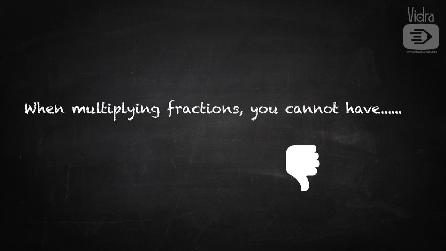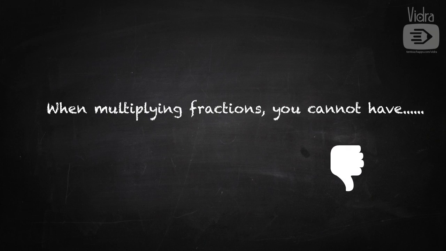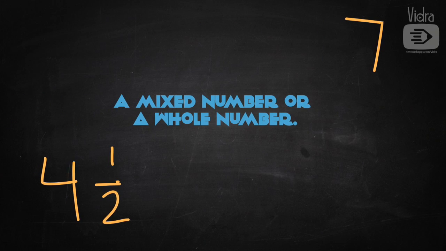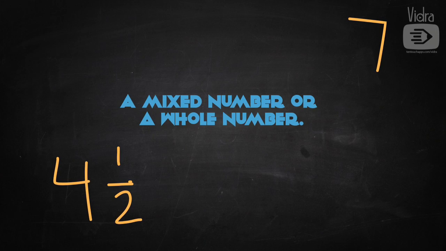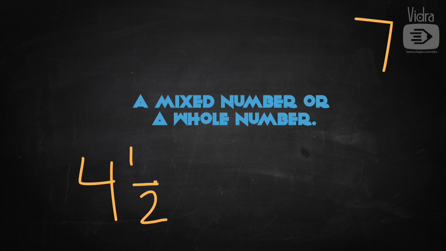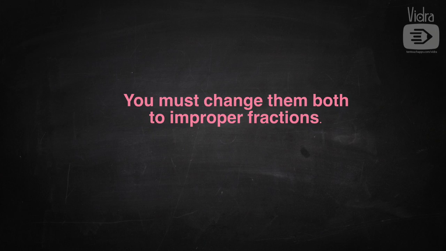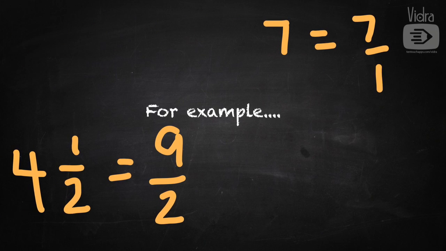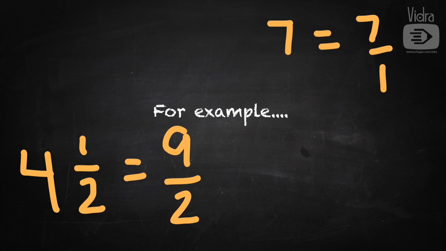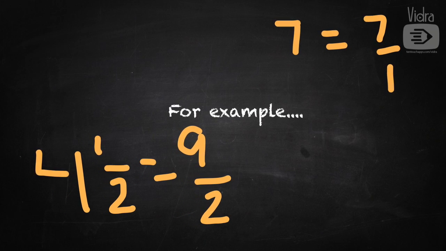When you multiply fractions, there are two things that you cannot have in your problem. Those things are mixed numbers and whole numbers. 4.5 is a mixed number, and 7 would be a whole number. You cannot use those when multiplying. You must change them both to improper fractions. For example, 4 and 1/2 becomes 9/2, and 7 becomes 7/1.